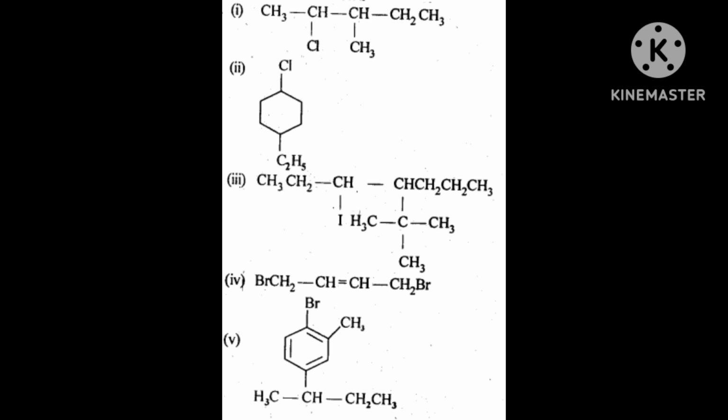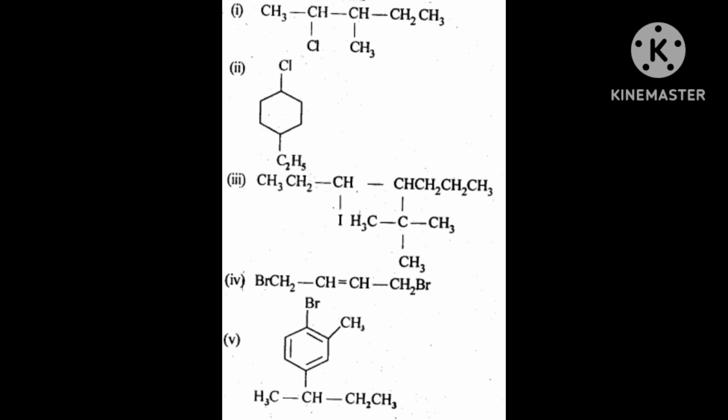In alkyl halides, the halogen atom is bonded to an alkyl group, R group, capital R, alkyl group. They form a homologous series represented by CnH2n+1X. This is called homologous series. Only one X is there. Only one X.